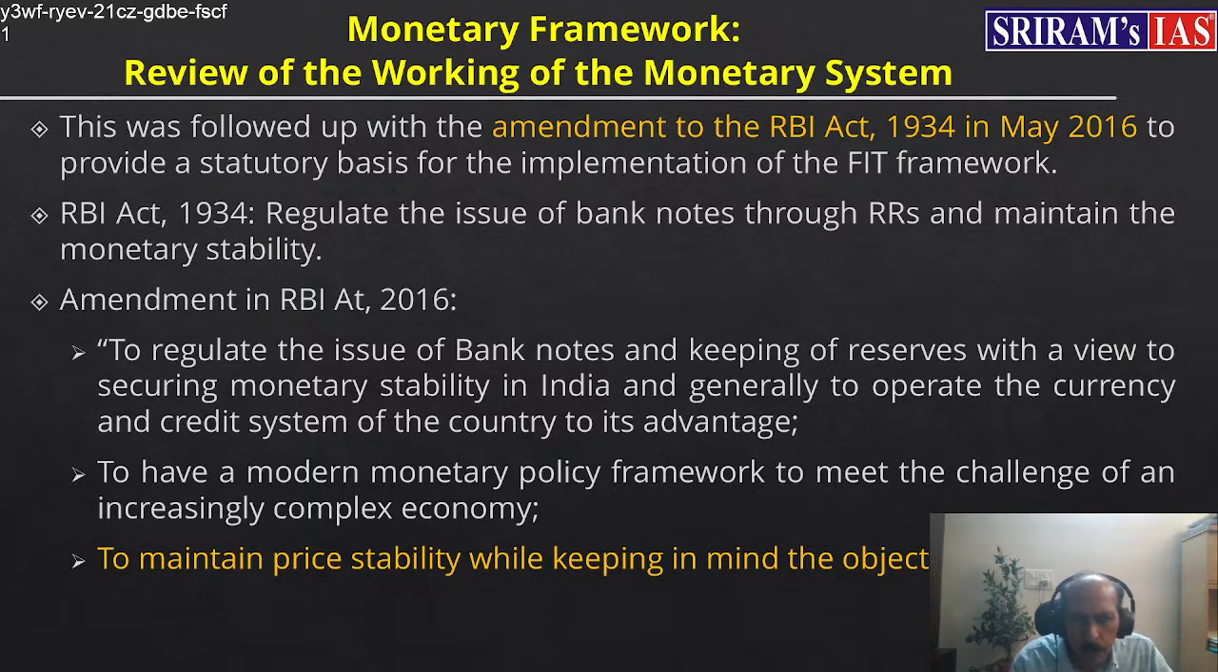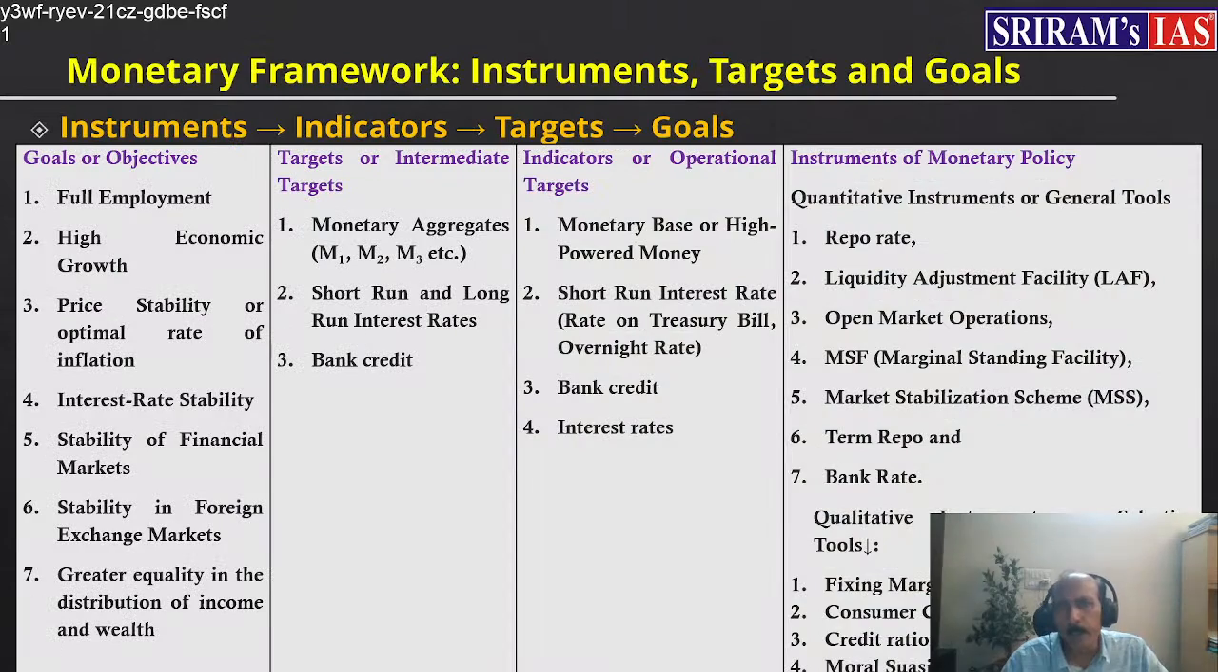Earlier, the RBI Act 1934 only said that the RBI is responsible to regulate the issue of bank notes through reserve ratios and maintain monetary stability. There was no direct responsibility of the RBI to control prices or inflation in the economy. It was only after the amendment of the RBI Act in 2016 that a target is specified for RBI to achieve, and therefore in 2016 we enter into the phase of inflation targeting.